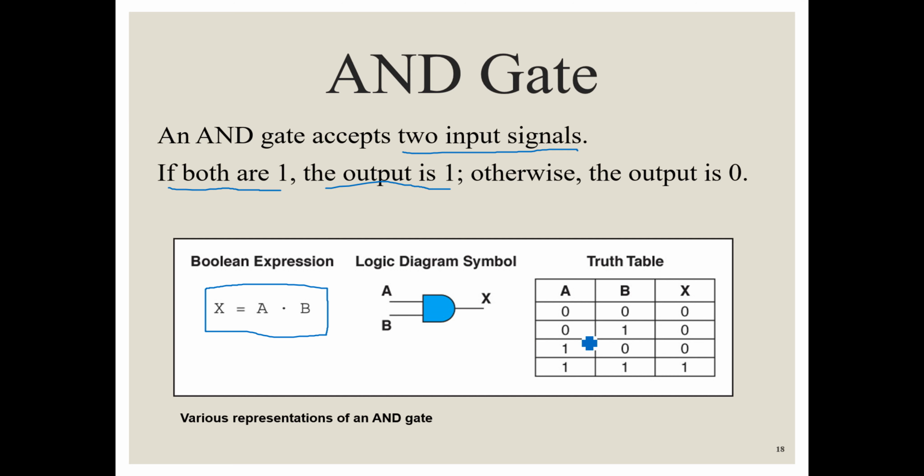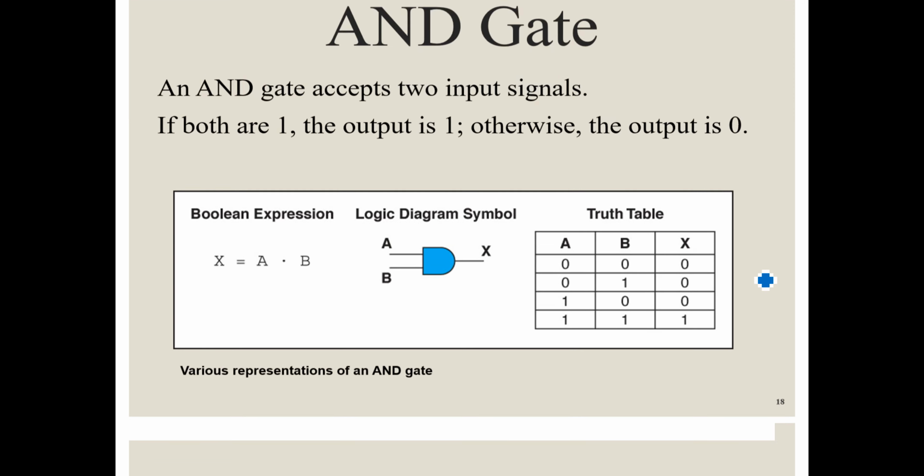If input A equal to 0 and B equal to 1, your output is going to be 0. If A equal to 1 and B equal to 0, output is 0. Only for the combination where both the inputs are 1 and 1, your output is going to be 1. So this is the functionality of an AND gate. Whenever both the inputs are 1, your output is going to be 1, or else it is going to be 0.